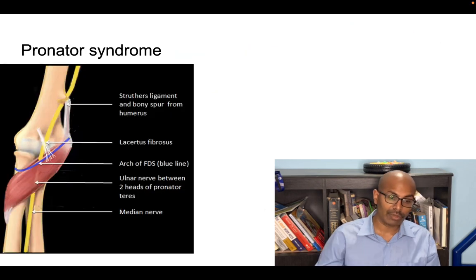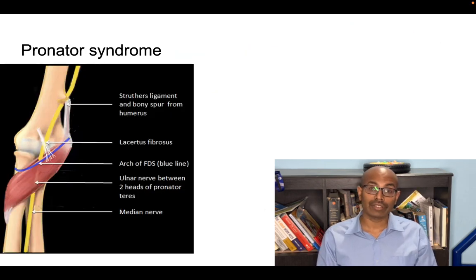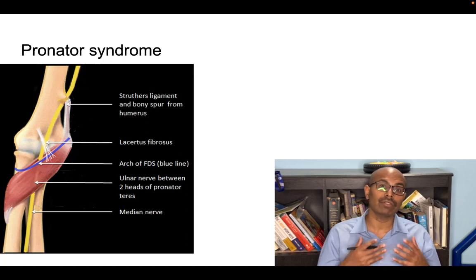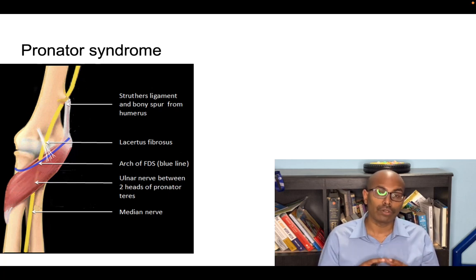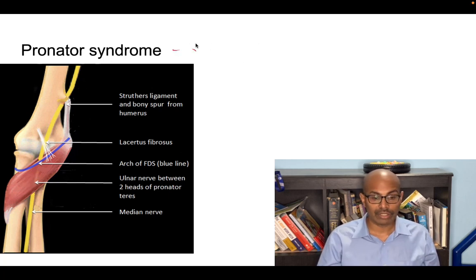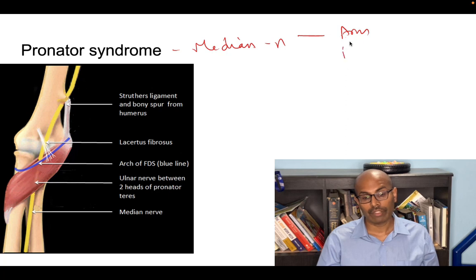So what is the next syndrome that we're going to discuss? We're going to discuss Pronator syndrome. Pronator syndrome is the median nerve compression in the arm and the forearm. So median nerve compression in the arm and forearm is called Pronator syndrome.